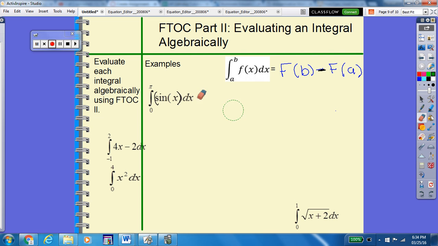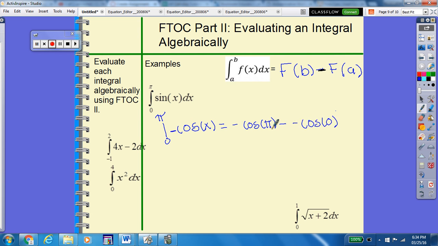Okay, let's do one with sine. Let's take the antiderivative of sine. Now, the antiderivative of sine from 0 to pi is not really cosine, because the derivative of cosine is negative sine. So if we want to get a positive sine, this actually has to be negative cosine, okay? So here we go. We have negative cosine of pi minus negative cosine of 0.